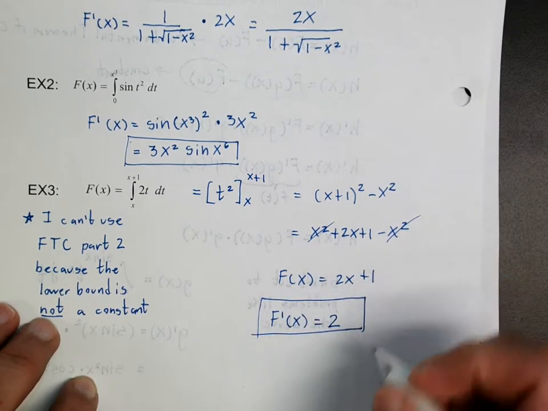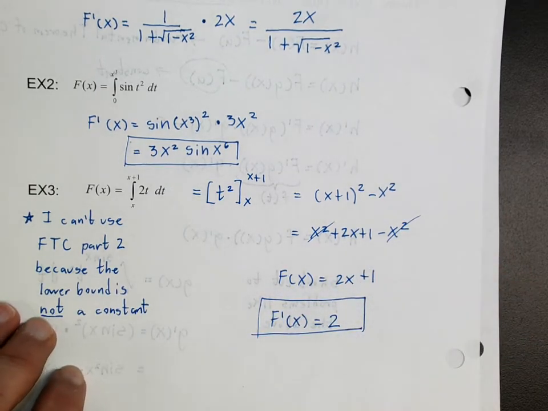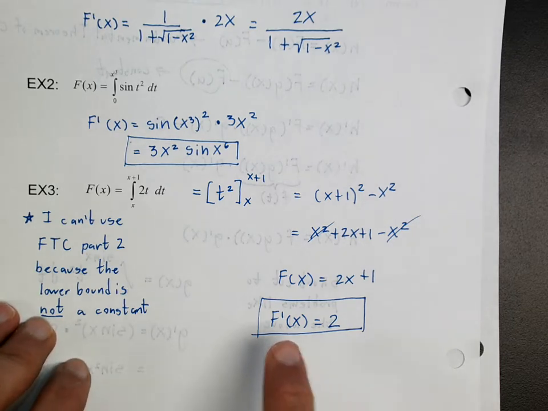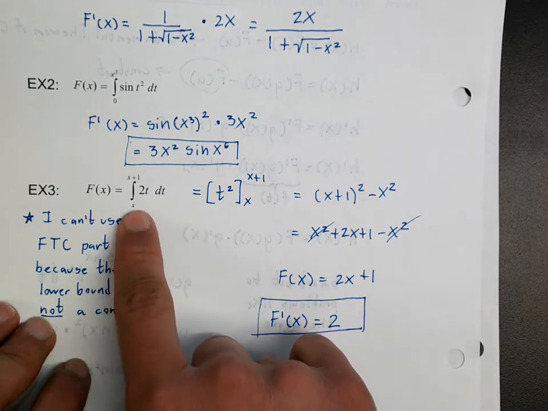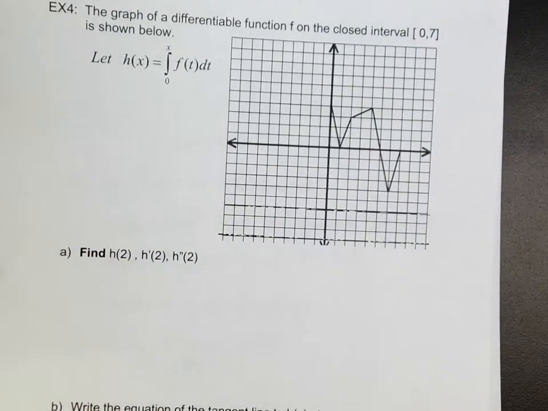Right, so again, the lesson here is that you cannot use the fundamental theorem of calculus part 2 because the lower bound is not a constant. Okay, so let's go to the back here now. I found the next few examples kind of fun.